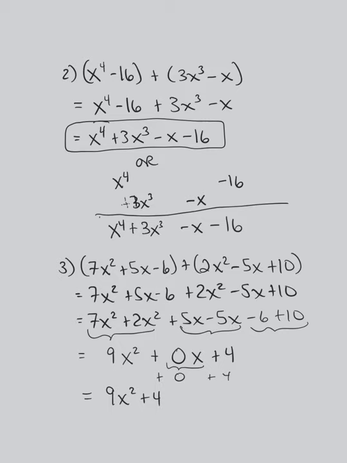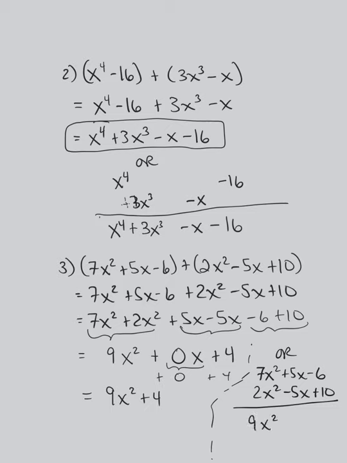Okay, now if you want to do this vertically, here, let me separate it out over here. You would have 7x to the second plus 5x minus 6. All right, and then notice all of these line up perfectly. And then you just have 7 plus 2 is 9x squared. Hopefully you realize that that's 0, and then we have plus 4. Okay, and so that'd be 9x squared plus 4. Same thing that we got. So that is our answer to that one.